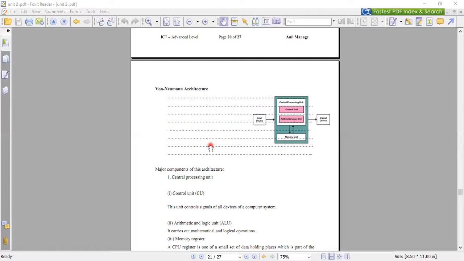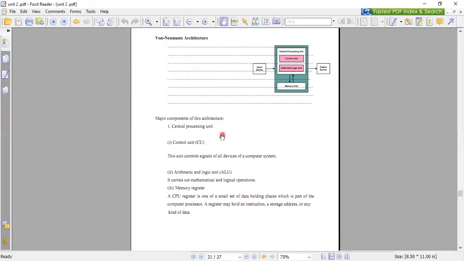So the major components of the architecture: you can see the central processing unit there, the control unit also there. This unit controls the signals of all devices of a computer system. Now with the control unit, only that computer can be controlled, right? Inside the central processing unit, you have the control unit, then you have something called the arithmetic and logic unit. All the mathematical calculations are done by using the ALU, arithmetic and logic unit.